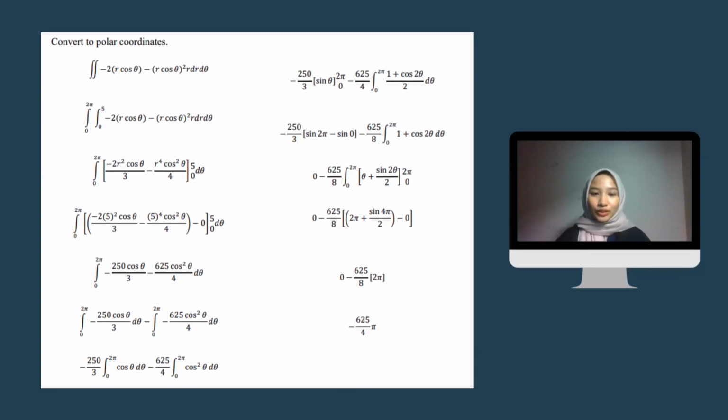So right now we are going to construct and evaluate the double integral. We first integrate with respect to r and next integrate with respect to theta. After we have done both of the integrations, we get the final answer, which is -625 over 4 pi. That's all from me.